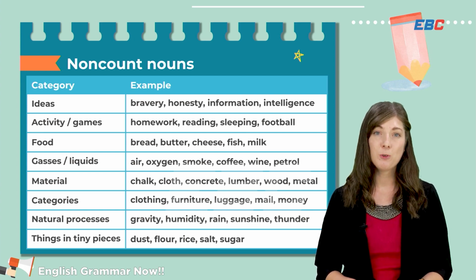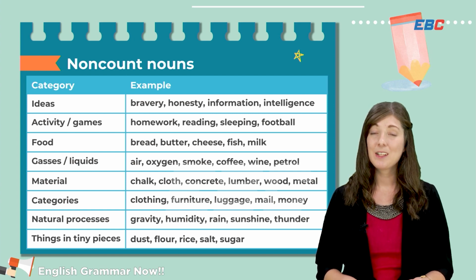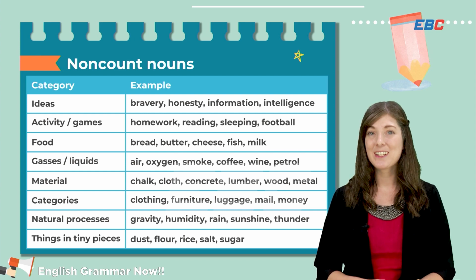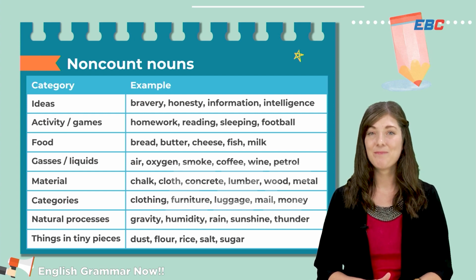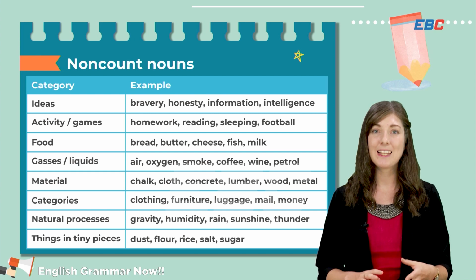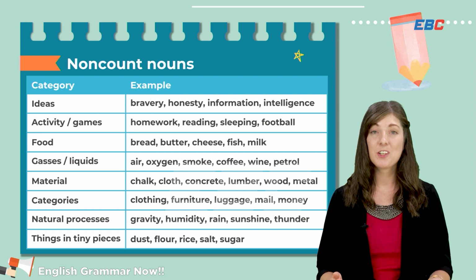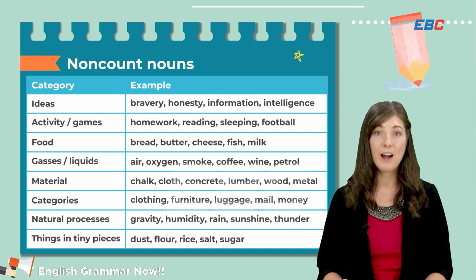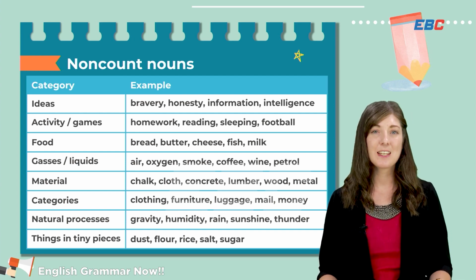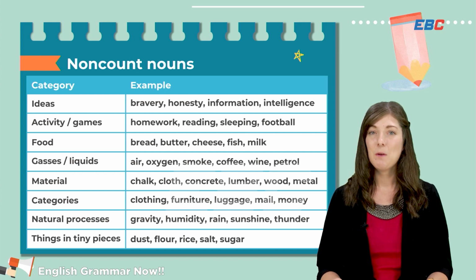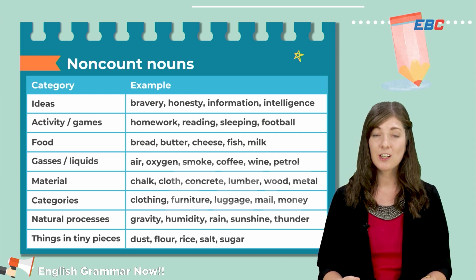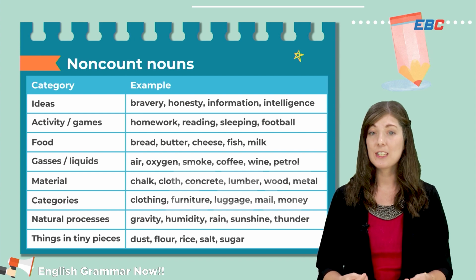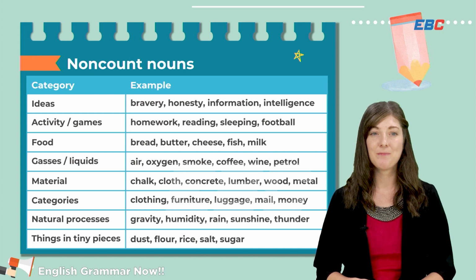Some kinds of food are non-count, like bread, butter, cheese, fish, milk. Those were in our example sentence at the beginning. We also can't count gases or liquids. So air, oxygen, smoke, coffee, wine, petrol. None of these can be counted. Materials like chalk, cloth, concrete, lumber, wood, and metal also can't be counted.